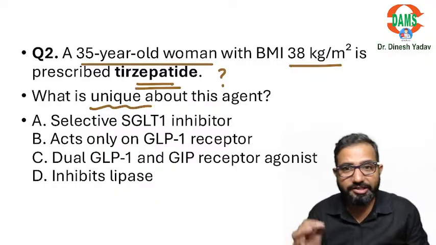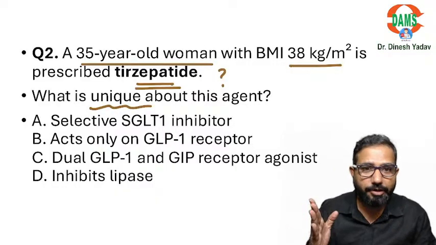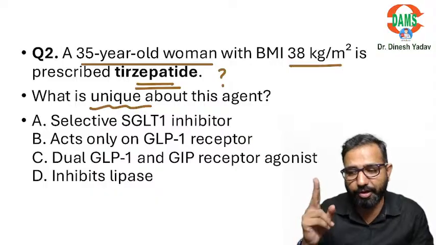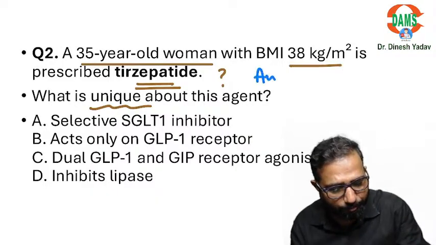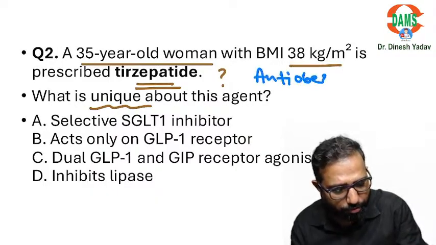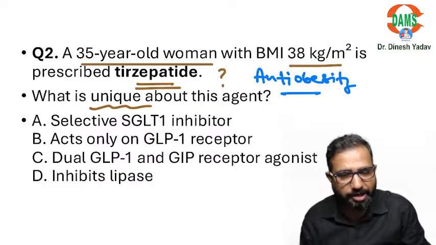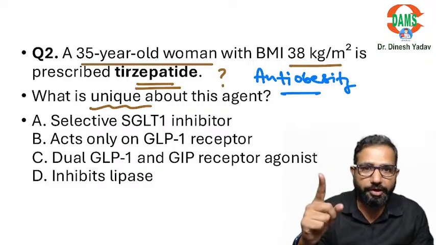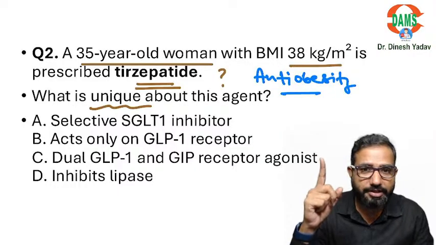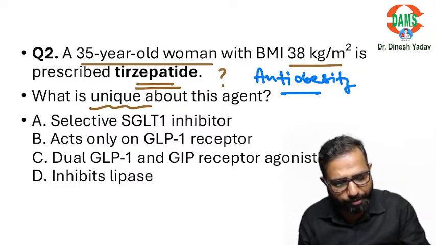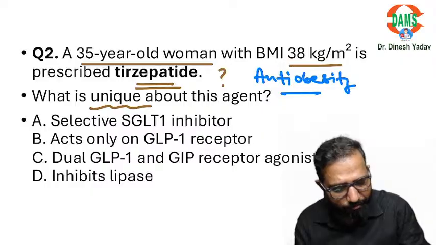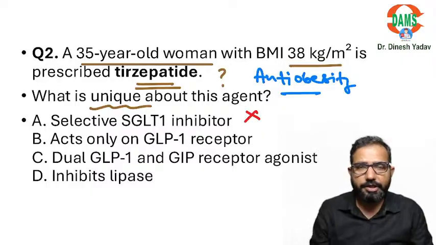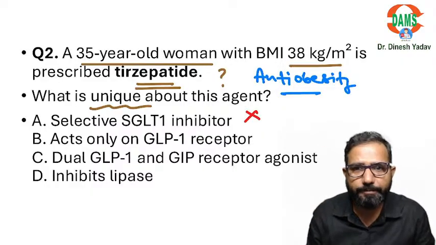So children, this tirzepatide is important. This tirzepatide is an important anti-obesity drug. It is an anti-diabetic drug which has anti-obesity property. It is approved. It is a subcutaneous injection. If you see the options, is it a selective SGLT1 inhibitor? No, no, bhai. It has no effect on SGLT1.